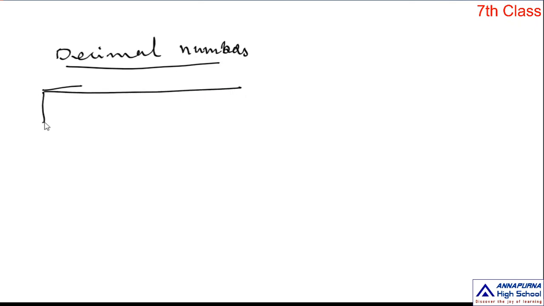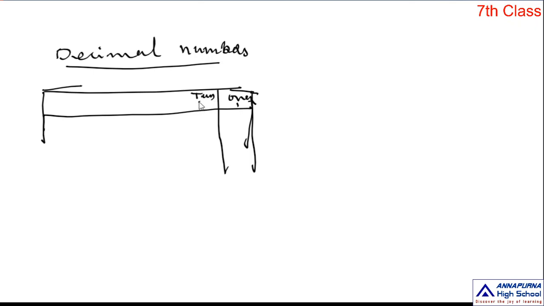As we know, in the Indian system we have some periods: ones period, thousands period, lakh period, crores period, etc. See this one, this is ones, means ones. This is tens. Next, this is hundreds.